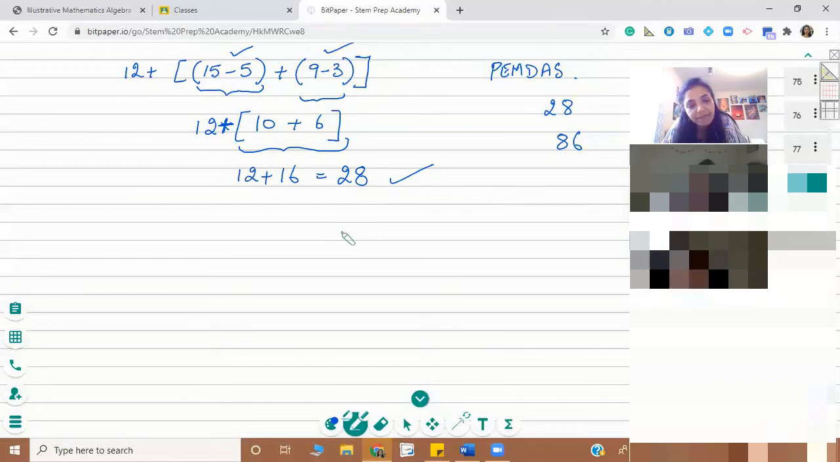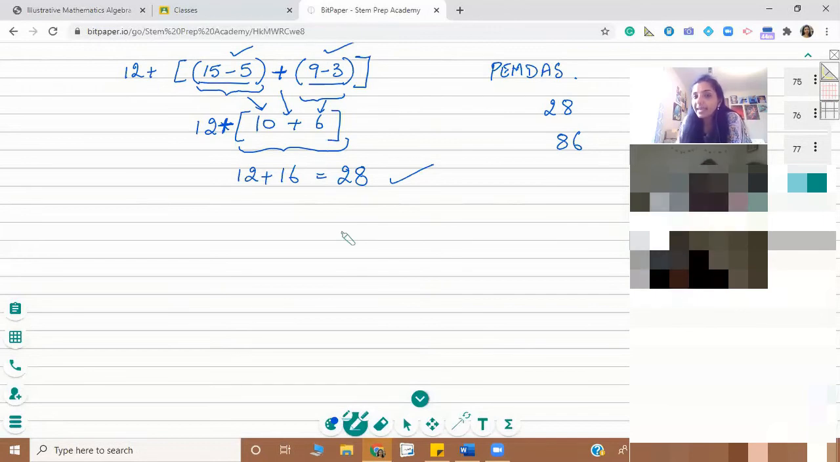Why do we add the 10 and the 6? Okay. See, Adhav, what we have done is we have tried to get rid of our innermost brackets first. What are my two innermost brackets? 15 minus 5 and 9 minus 3. And in between, they have the plus sign. So when I solved this, I got 10 from here and I got 6 from here. And my plus sign remains as it is over here, right? I have got rid of my round brackets, but my square brackets are still there.